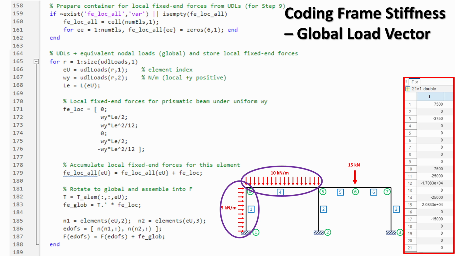And finally, we insert the rotated forces into the global load vector at the appropriate degrees of freedom. This step completes the global loading for the structure, combining both nodal and all UDL contributions. On the right-hand side, the diagram shows exactly where the UDLs act, and the table shows the final assembled global load vector with all nodal and equivalent loads included. At this point, we now have the entire external loading correctly expressed in global form, ready for applying boundary conditions and solving the stiffness equation.